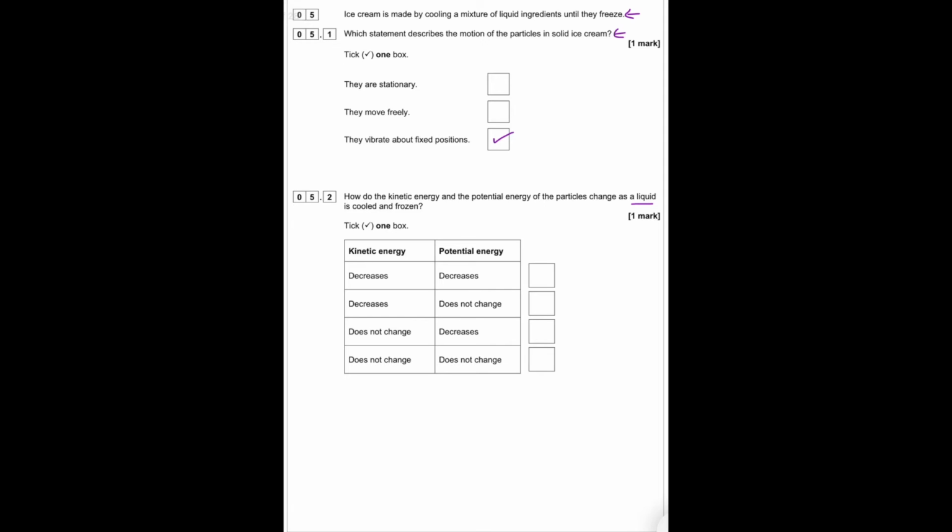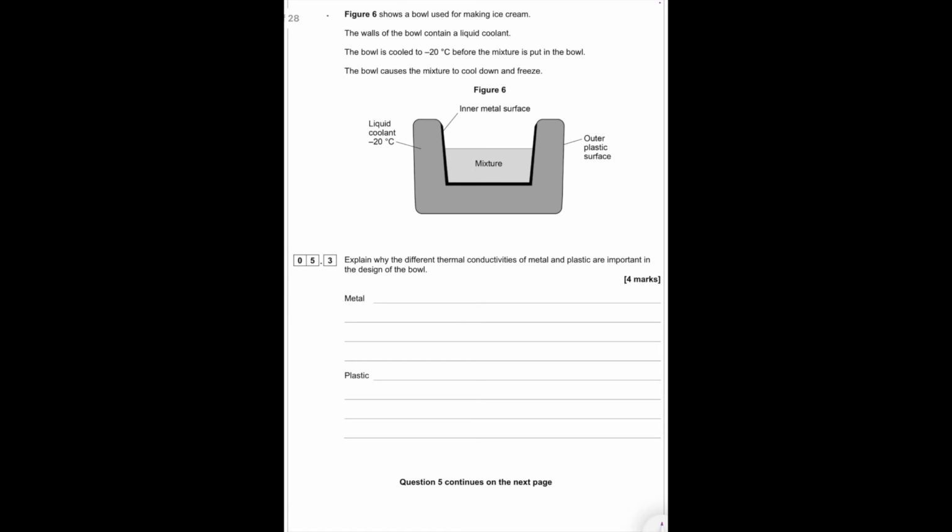How do the kinetic energy and potential energy of the particles change? So how do the kinetic energy and the potential energy of particles change as a liquid is cooled and frozen? When a liquid is cooled, the kinetic energy is going to decrease, so it has to be one of these two. And if the kinetic energy decreases, there is less potential energy, which decreases, so the answer is this one here.